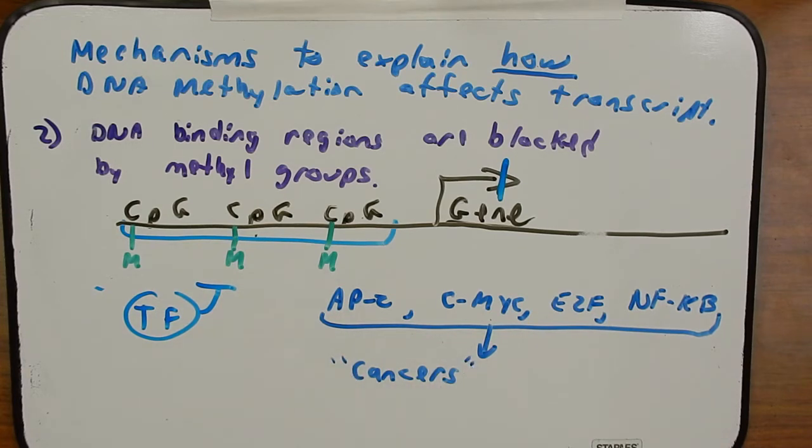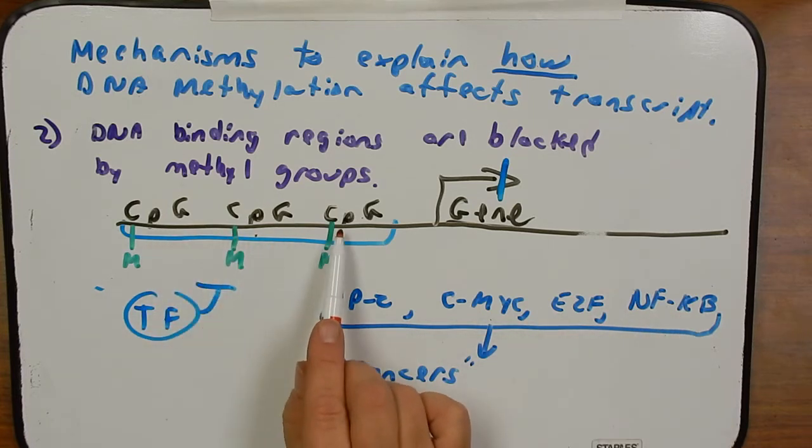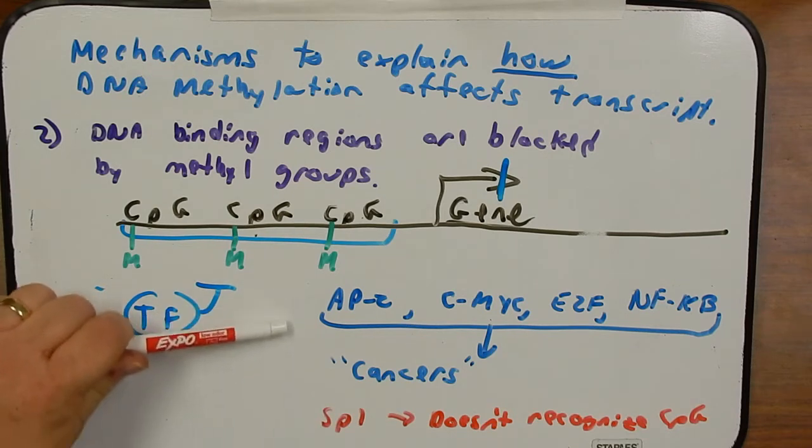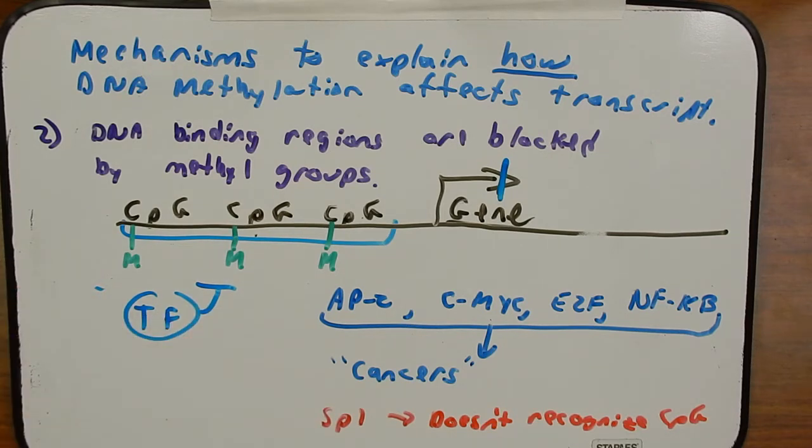Now, just to make life a little bit more complicated, even though we have these transcription factors that we know recognize promoter regions with these CpG repeats, there are other transcription factors, like one called SP1, that doesn't recognize CpG. This just shows that not all transcription factors are going to be activated in the same way.